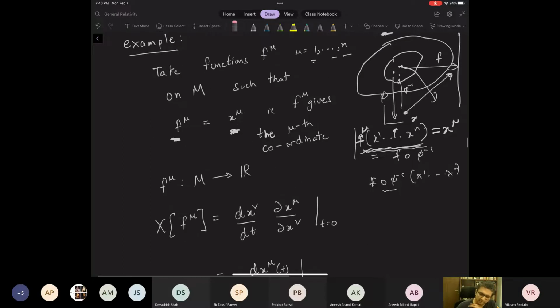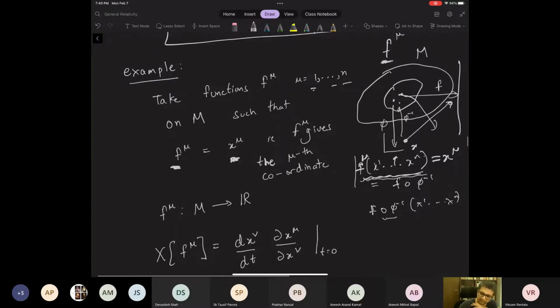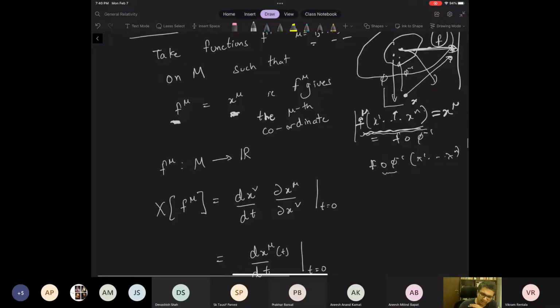Okay, so that is f mu gives the muth coordinate. And now what we can do is for this particular function, this function is a map from the manifold to the real numbers. Okay, and at least this function, in this coordinate representation, is valid within this coordinate patch that we're using. Okay, so now let's compute what this operation x on f mu does.